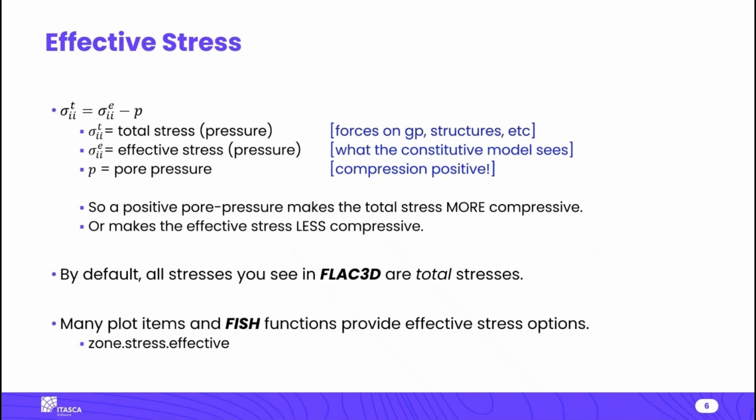So if you add a positive pore pressure, it makes the total stress more compressive. So imagine you have a cube and all the boundaries are fixed, and you increase the pore pressure, you're actually increasing the total stress. The effective stress becomes less compressive. By default, all the stresses you see in FLAC3D are total stresses. So if you just plot stress, you get the total stress. However, there are plot items that allow you to plot the effective stress, and this is sometimes useful. And also FISH functions, as shown here.